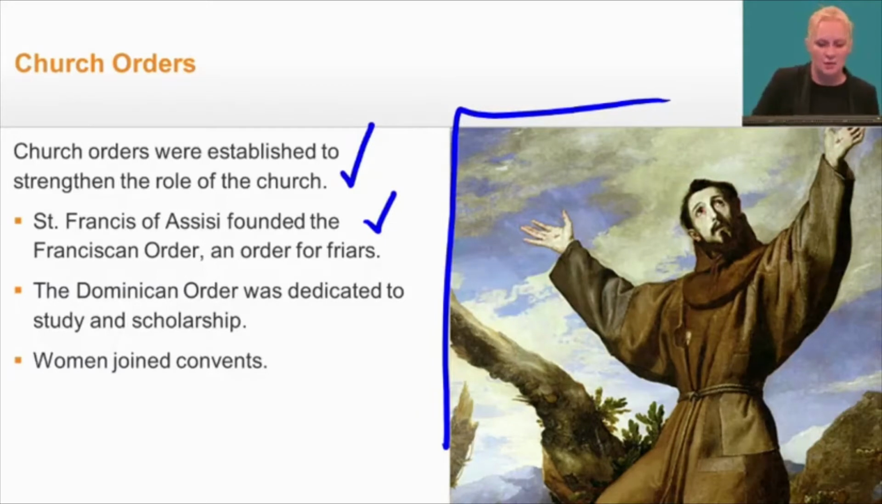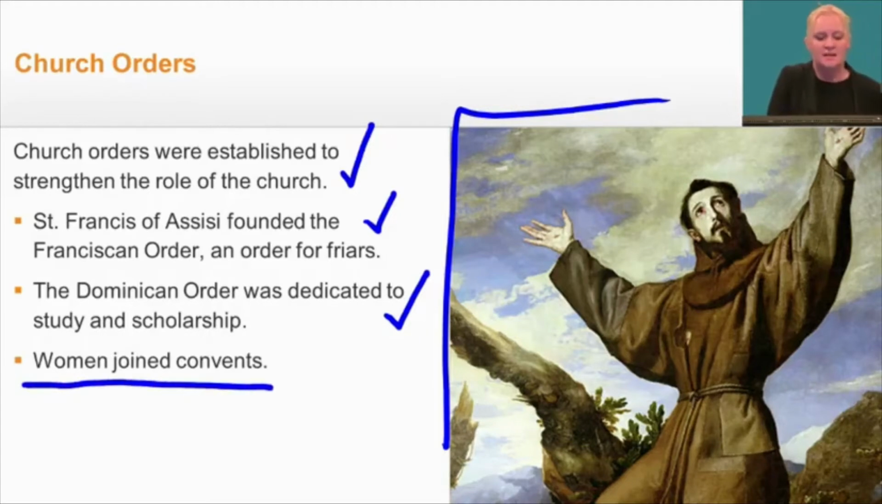Now, the Dominican order was dedicated to study and scholarship. There was a belief that monks should be trained and they should be highly educated so that they could interpret theology and also canon law. And women at this time joined convents. Now, normally these convents accepted women of a higher social status. And also, they allowed for their own leadership within these female convents. So this was one aspect, the church's aspect, where women in medieval society held roles of importance.